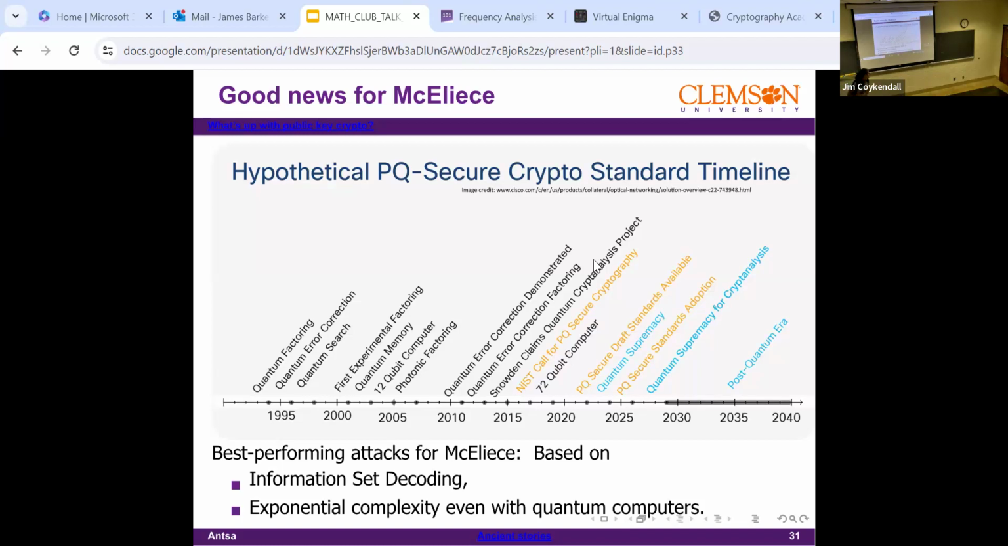So in 2016, NIST called for submissions for public key quantum-secure cryptography schemes to replace RSA and all of the things that we are using right now. And guess what? One of the candidates is McEliece. So if somebody thought that your work is not practical, is not good, just wait, because someday it might be the thing. The best performing attack on McEliece that we know right now is based on information set decoding, and the algorithm that can solve that has exponential complexity, even with quantum computers.